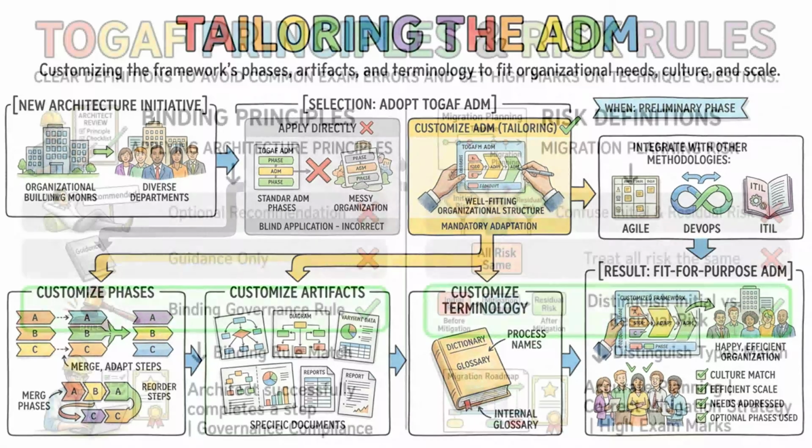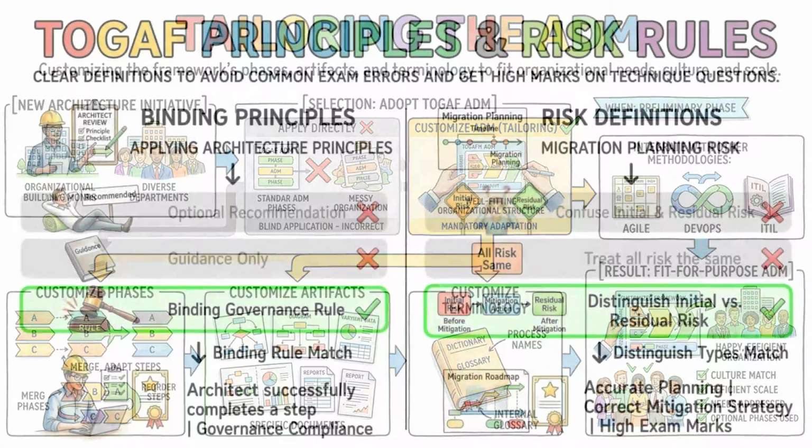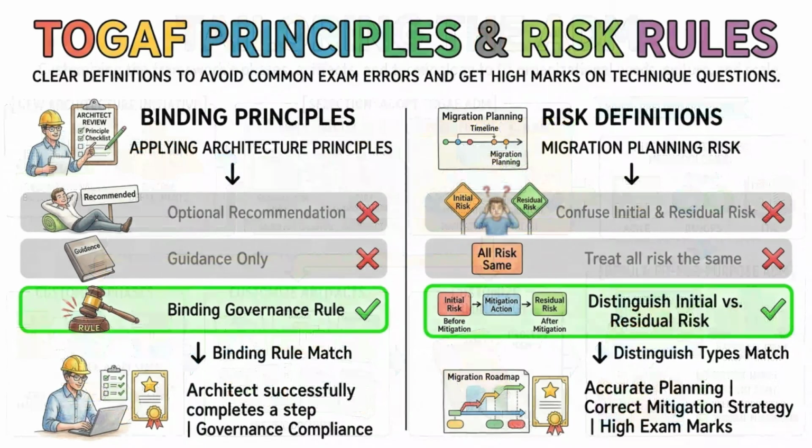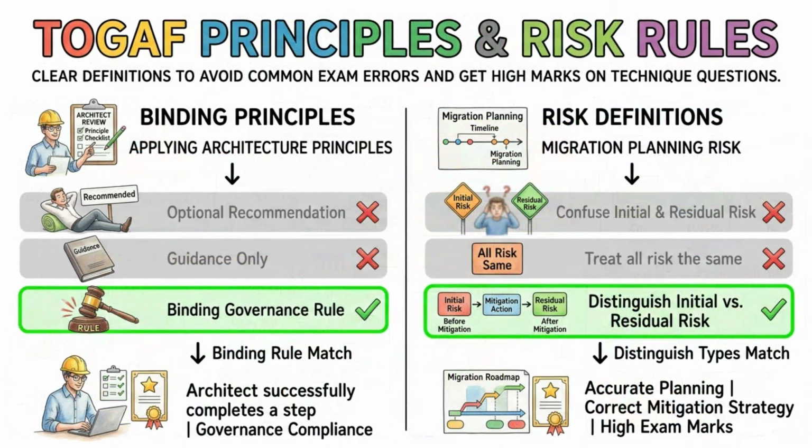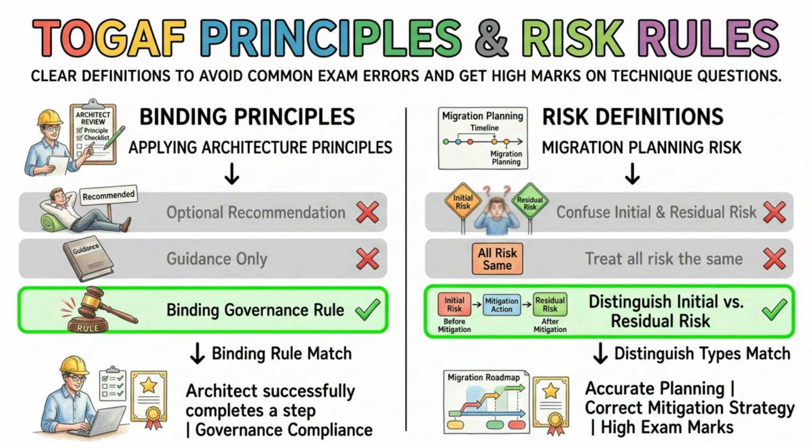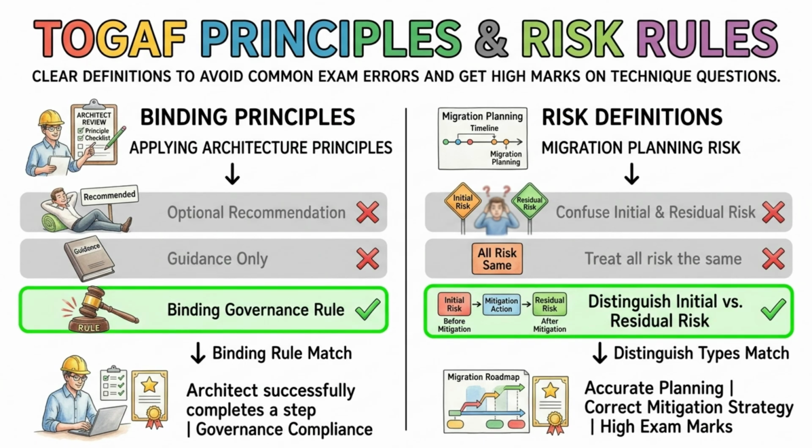A common mistake made by certification candidates is treating architecture principles as optional recommendations rather than binding governance rules. Another frequent error is confusing initial risk with residual risk during migration planning. Paying close attention to these specific definitions and maintaining a clear understanding of when each technique is applied within the ADM will ensure you score high marks on technique-focused exam questions.